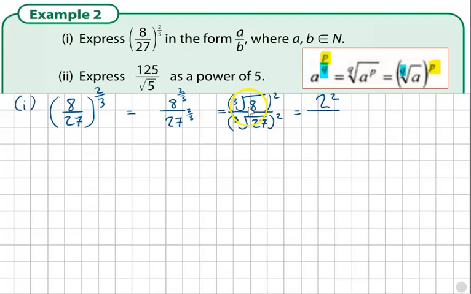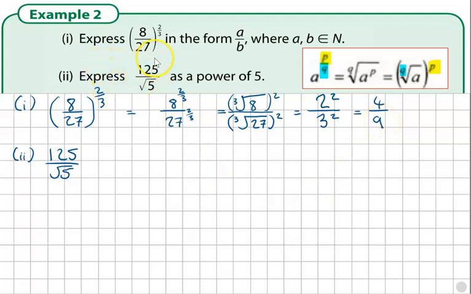The cube root of 8 is 2, because 2 by 2 by 2 is 8, or 2 cubed is 8. That 2 is the power, so we're bringing over the squared part. The cube root of 8 is 2, that's where the big 2 comes from, and we stick the power on to the bigger 2. Then the cube root of 27 is 3, because 3 by 3 by 3 is 27, and again we bring over the squared part and stick it on to the bigger 3. Then 2 squared is 4 and 3 squared is 9. So 4 over 9 is our answer.